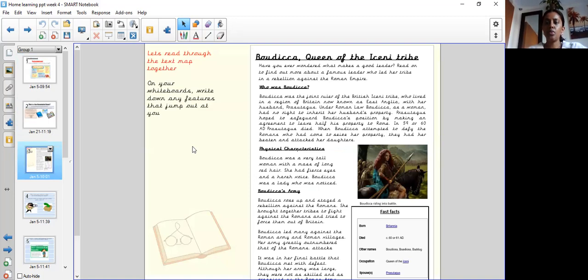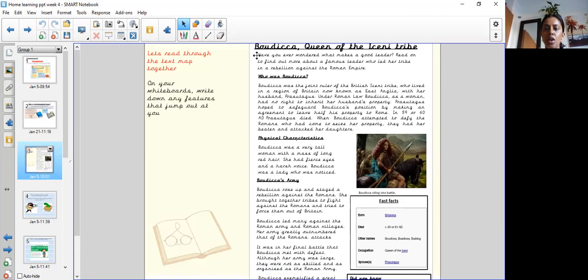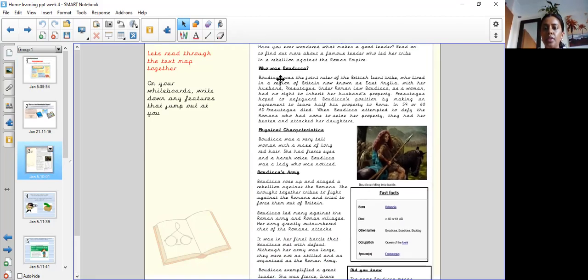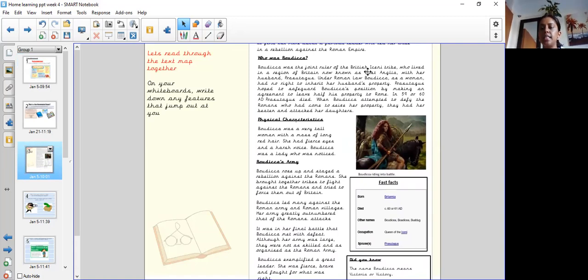Boudicca, queen of the Iceni tribe. Have you ever wondered what makes a good leader? Read on to find out more about a famous leader who led her tribe in a rebellion against the Roman Empire. Who was Boudicca? Boudicca was the joint ruler of the British Iceni tribe, who lived in a region of Britain known as East Anglia, with her husband Prasutagus. Under Roman law, Boudicca as a woman had no right to inherit her husband's property. Prasutagus hoped to safeguard Boudicca's position by making an agreement to leave half of his property to Rome.